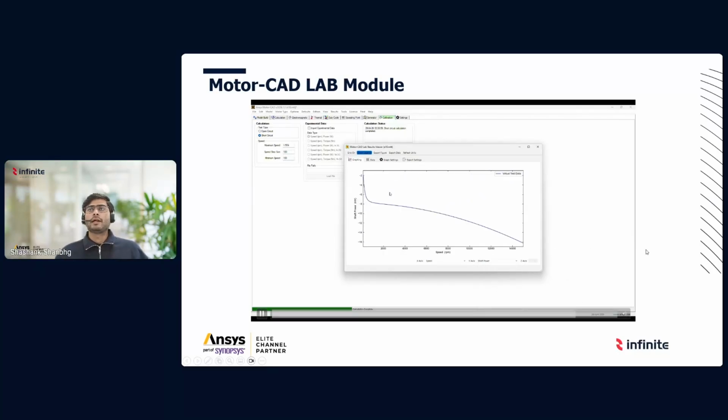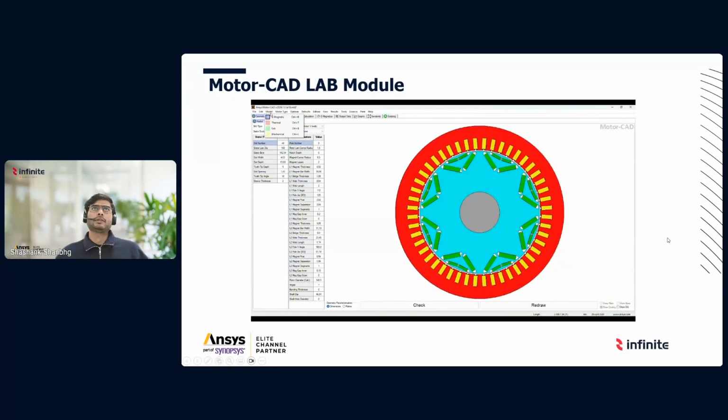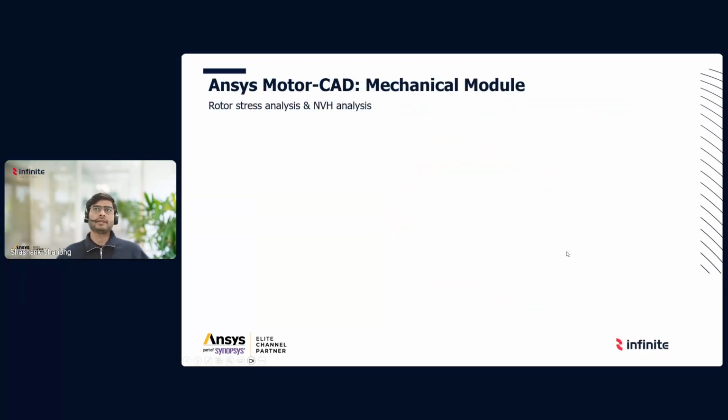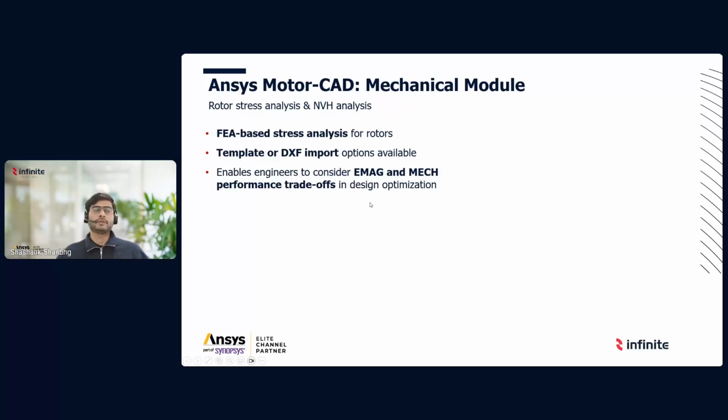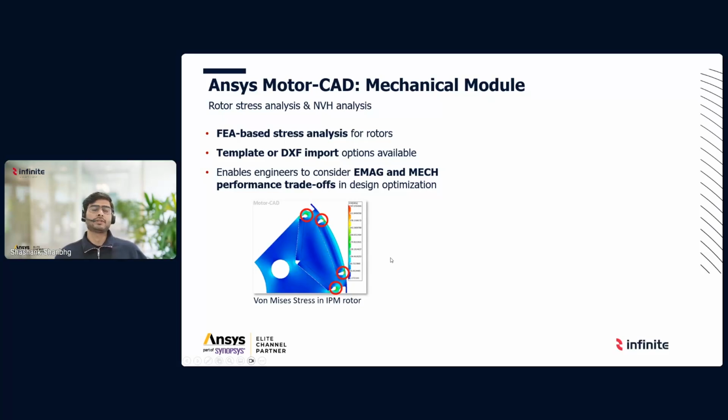And once you do this, you can either move on to the mechanical module, or you can go to the thermal module. But let's say you move to the mechanical module, you would first look at the rotor stresses. Here it's FEA based stress analysis, so you can check for the von Mises stress in the rotor. Previously you would do an electromagnetic simulation and had to wait to move to a mechanical simulation software tool to see how the motor would behave in different stress conditions. But in MotorCAD, you do not have to wait for that. You can just bring it into the mechanical module and see the performance.